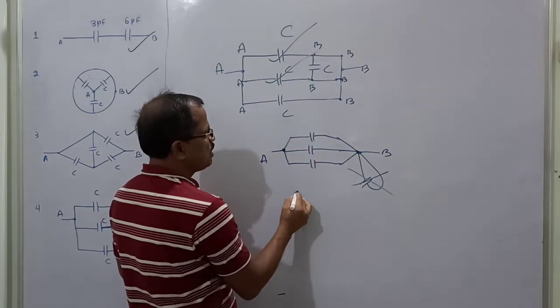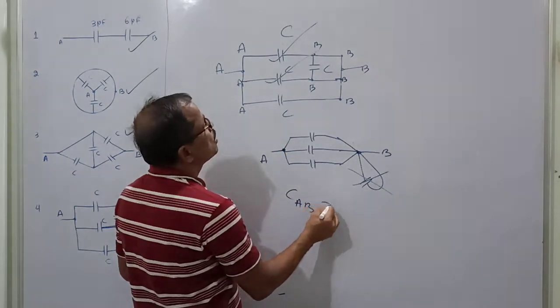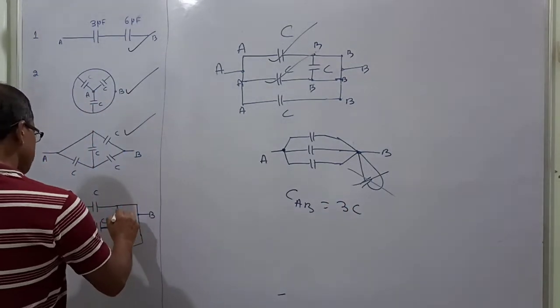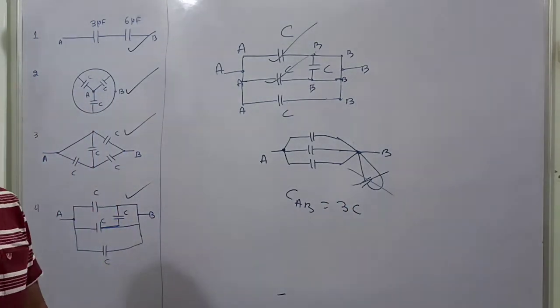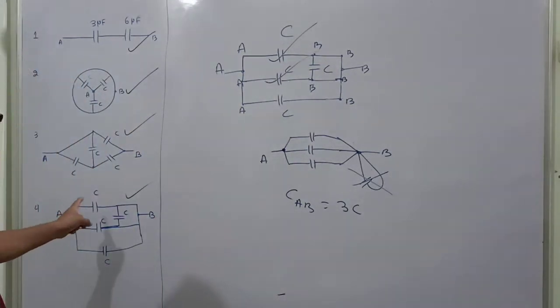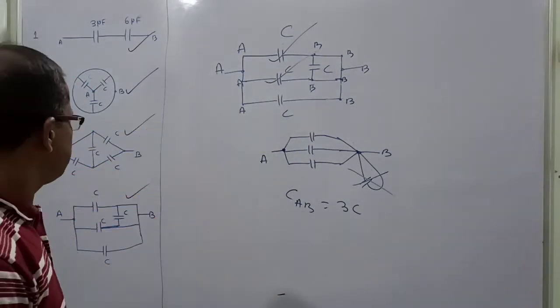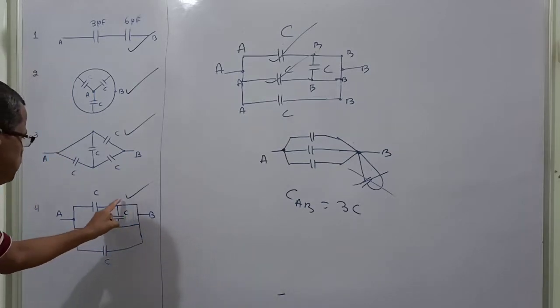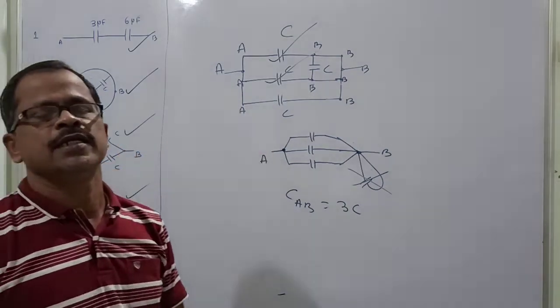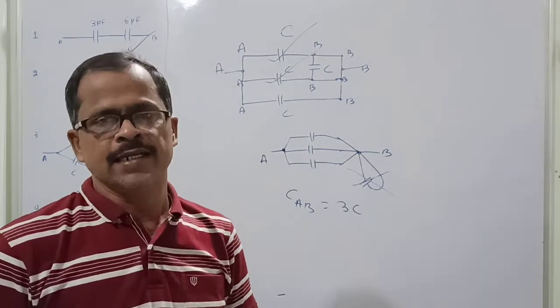So the net capacitance between A and B, obviously, they are parallel. The answer is 3C. So the answer to the problem is 3C. Please note down the net capacitance between this point A to B is 3C. Look, the idea is if this is B, this is B, this is B, this is B, this is B, this is A, this is A, this is A, then the problem is redrawn and you will get the answer.